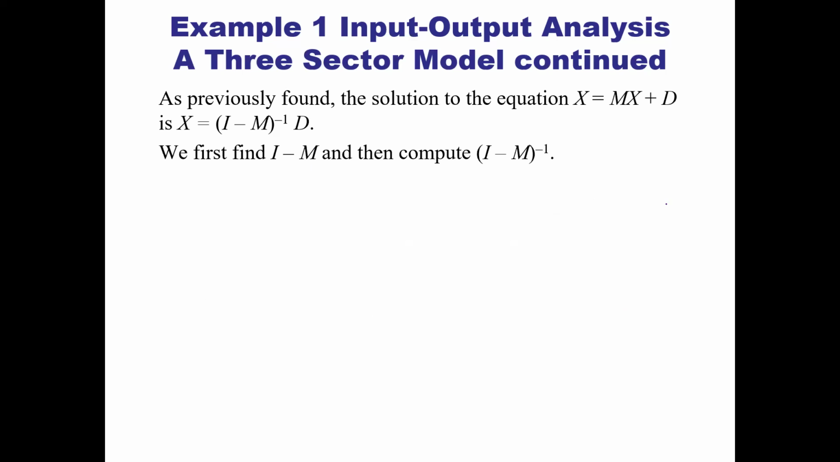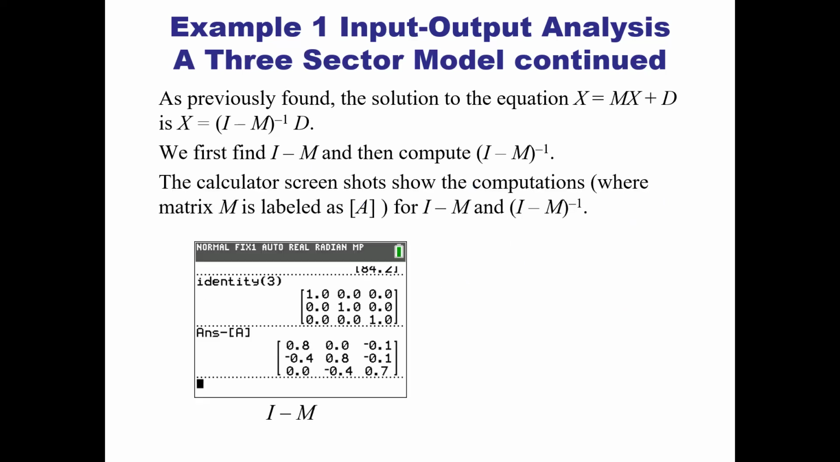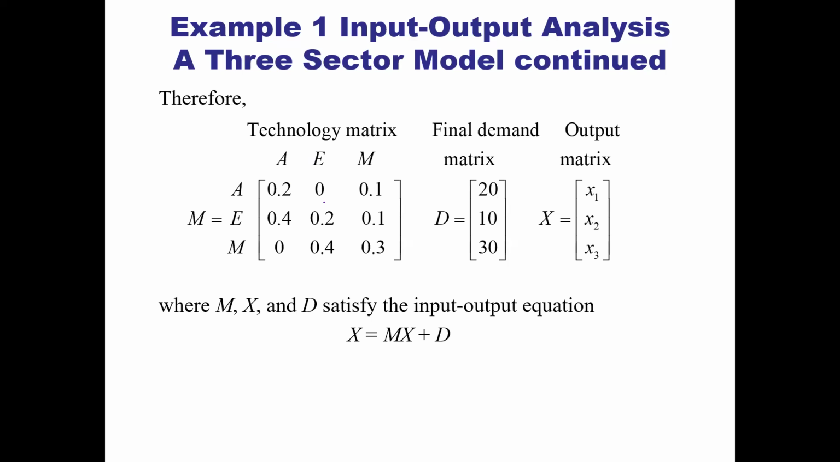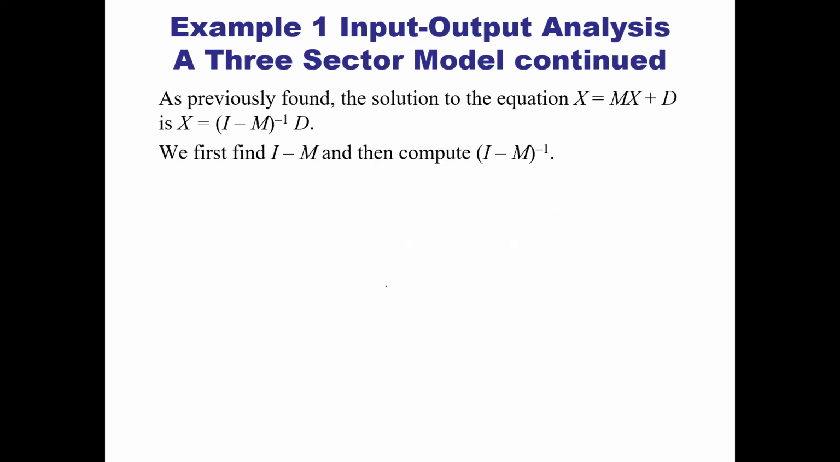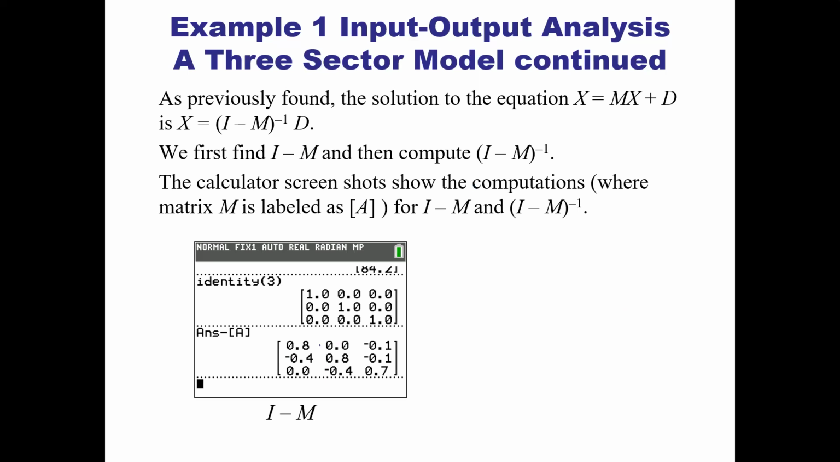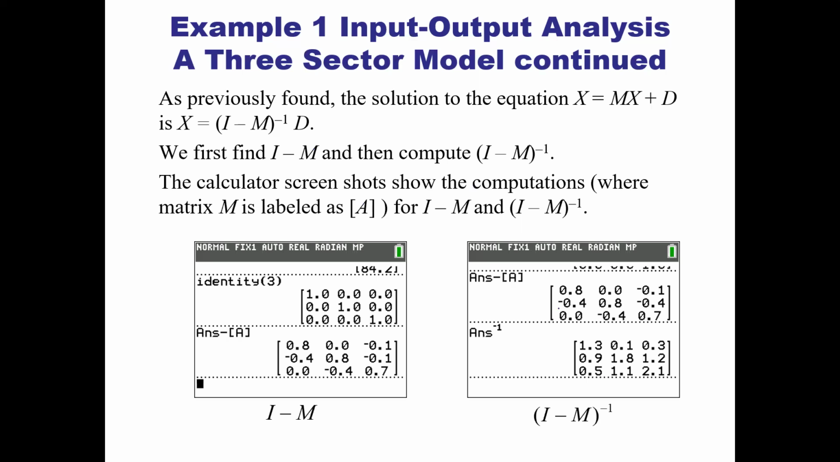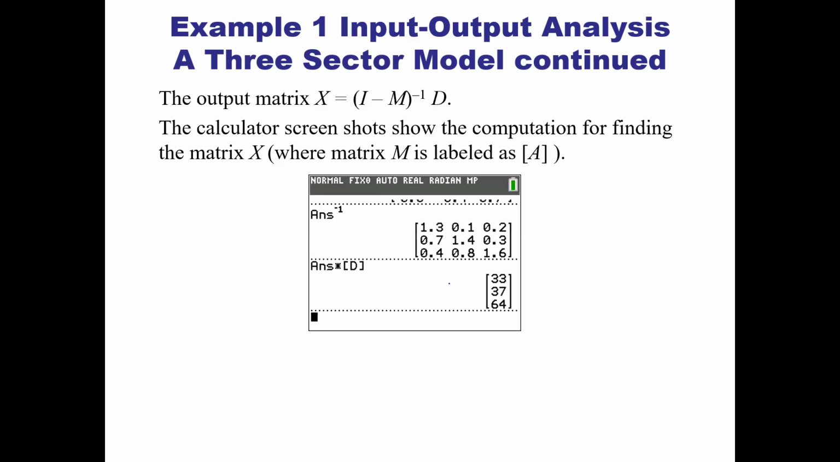Again, we can use our calculator to do this. We show the identity matrix, which is one down the diagonal and zeros everywhere else. This is going to be our identity minus our A, which we came up with right here. When we take one minus all that, we get this, because the calculator calculated it all. Then we find the inverse by hitting our inverse button, and that's going to be I minus M, the inverse. Now we can take that and multiply it by D, and when we do, what we get out is our X matrix.